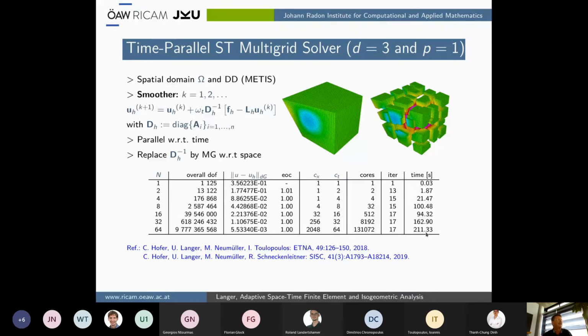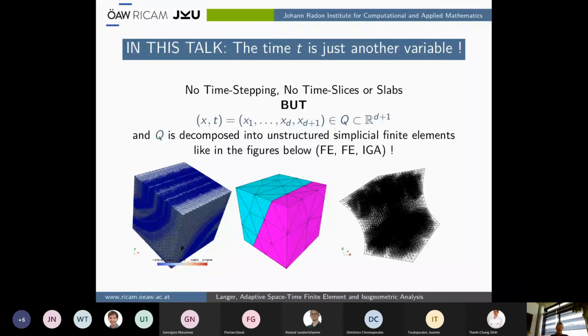So this is possible. But in this talk, I do a completely other approach. For me now, t is just another variable. So I will denote t by x_{d+1}. And we are living now in the space-time cylinder. t is just another variable. And I solve, this is a 2D problem in space, I solve in the space-time cylinder, and you see here an adaptive finite element mesh of a space-time cylinder, no time slices.